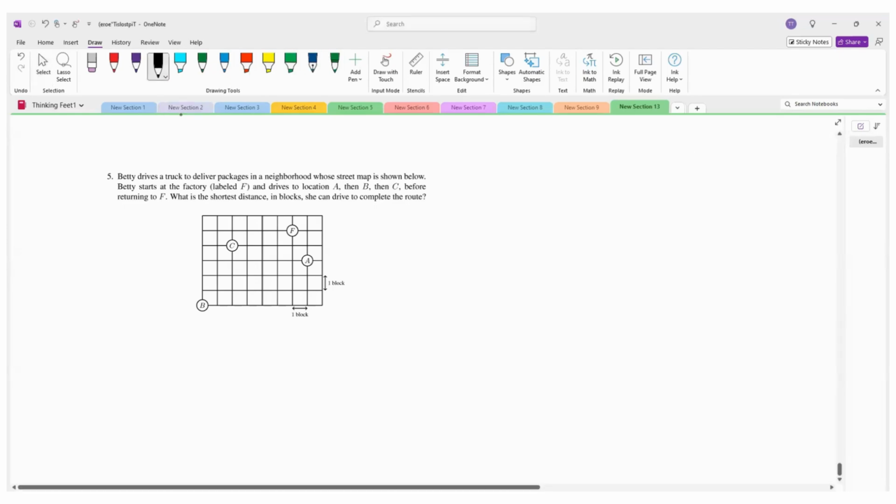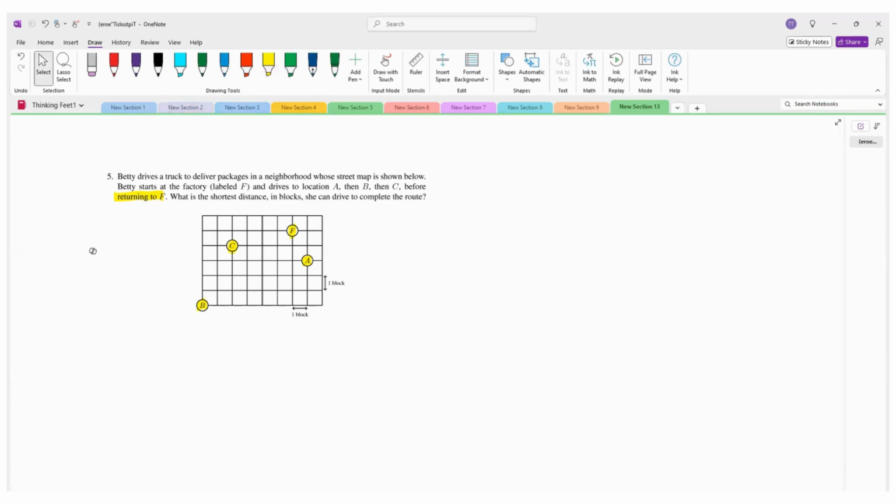All right, so let's look at this. This is about Betty, who's driving a truck to deliver packages, and Betty starts at F here. Then she goes to A, then she goes to B, then she goes to C, and then she has to come back to F, right? Returning to F. It's asking what is the shortest distance in blocks she can drive to complete the route. So let me post the answer choices here.